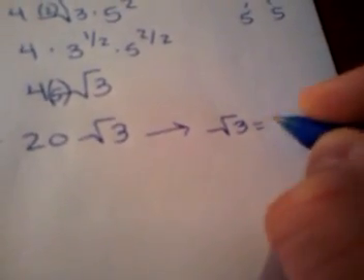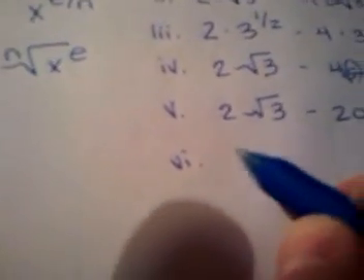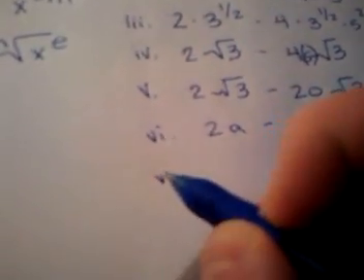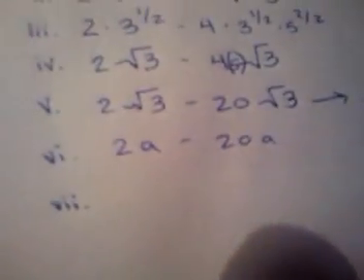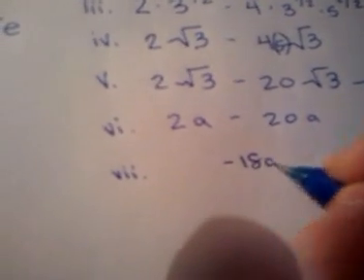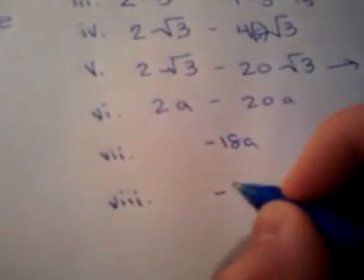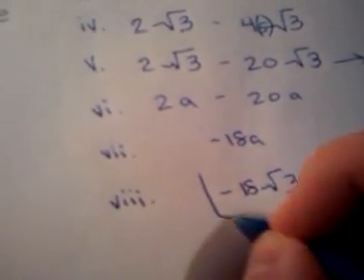Now, if this kind of confuses you or worries you a little bit, you can go ahead and make another little sidetrack and make this radical 3 equal to a. And now you have 2a minus 20a. You go ahead and you do the subtraction and you get negative 18a. Now we need to go back and plug in the radical 3 for the a. So in our last step, we get negative 18 radical 3, and there's your final answer.